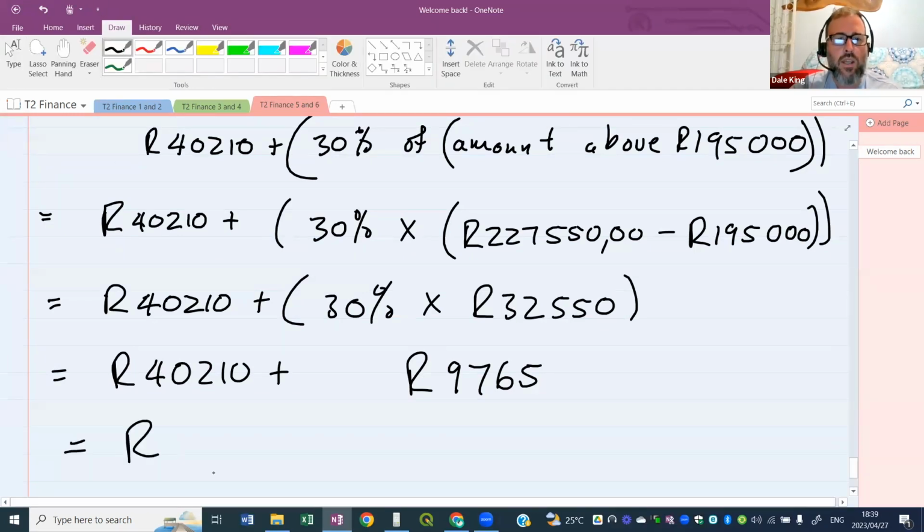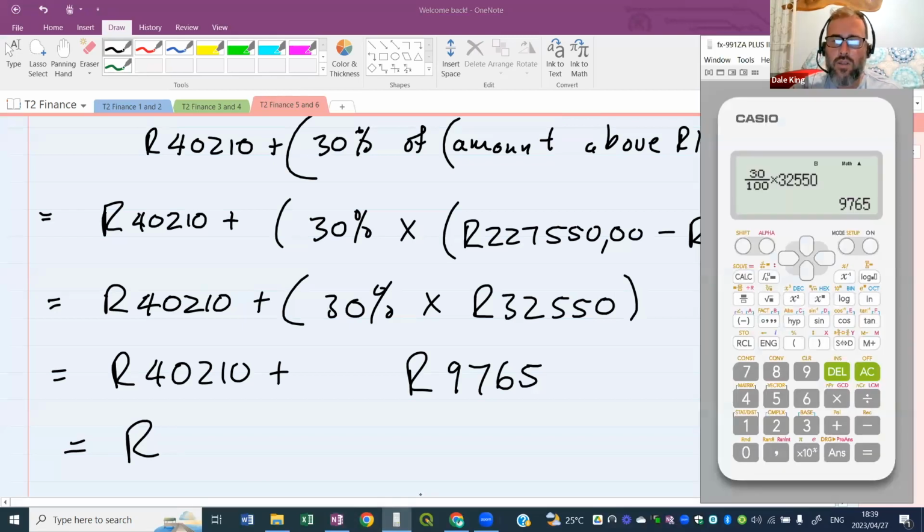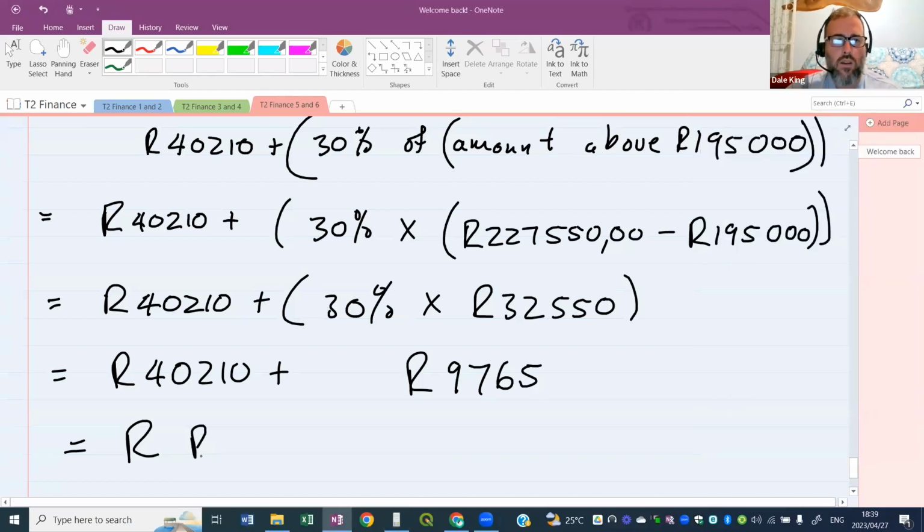We finally get to the end here, and we can say 9765 plus 40,210, and that'll give us 49,975. Whoopsie.